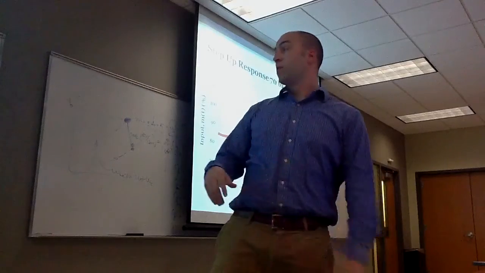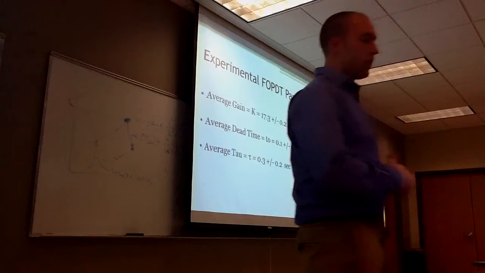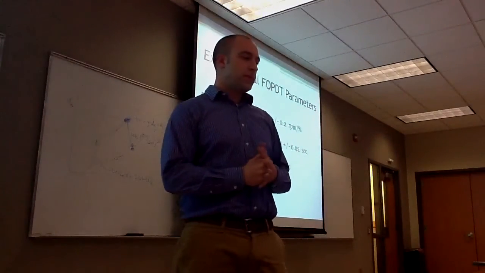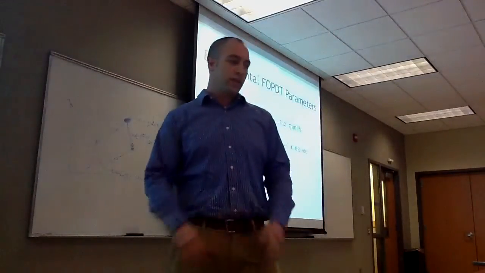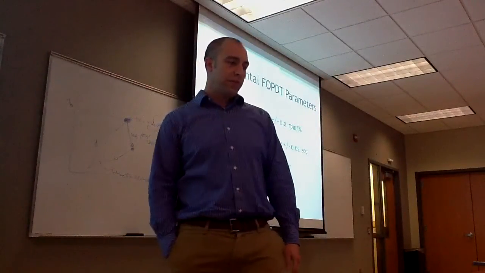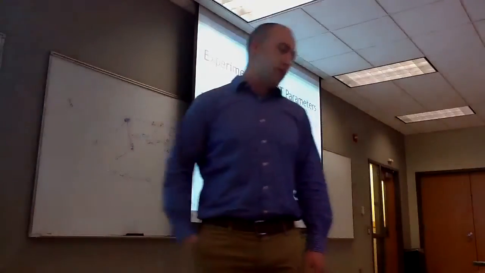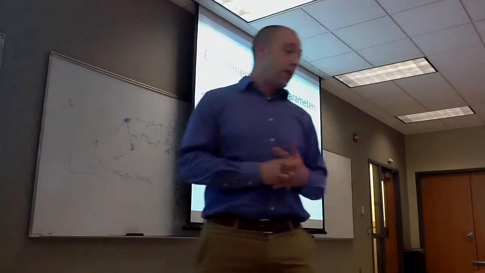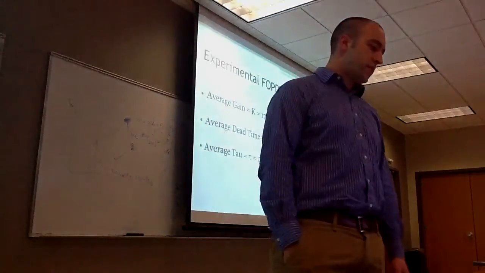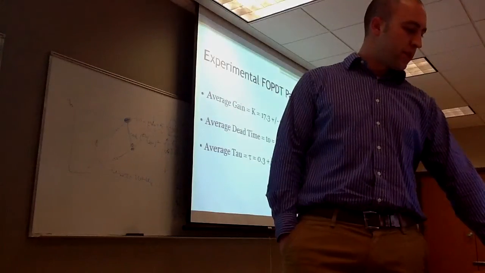400 RPM. There's the experimental FOPDT parameters. The average gain is 17.3 with a variation of 0.2 RPMs per percent. The average dead time is 0.1 with a variation of 0.02 seconds. And average tau is 0.3 with a variation of plus or minus 0.2 seconds.